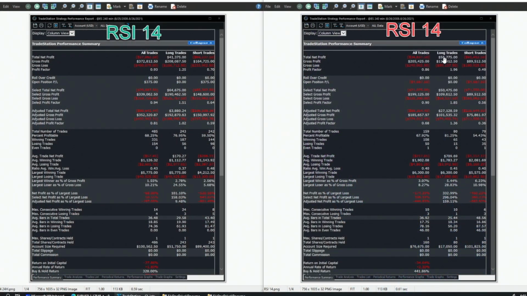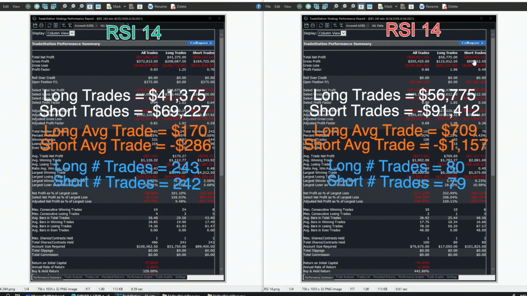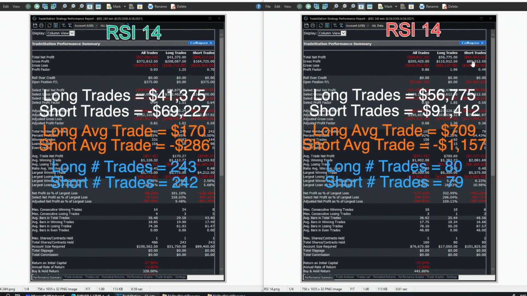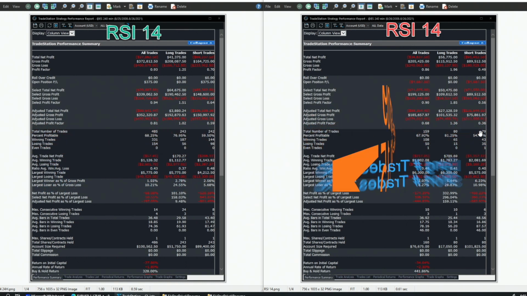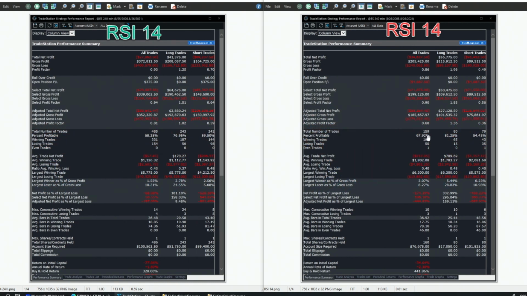And as we can see, the long trades are profitable. The short trades are extremely not profitable. And we can see that they have almost the same number of trades, 80 and 79. And in total, we have 159 trades.